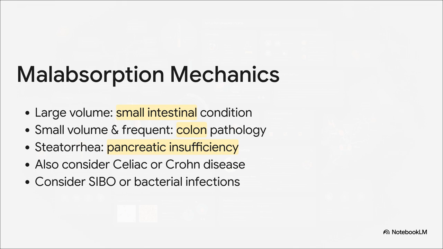The differential for this includes pancreatic insufficiency, bile salt problems, small bowel Crohn's disease, celiac disease, giardia, Whipple disease, or small intestinal bacterial overgrowth, also known as SIBO. SIBO is an overproliferation of colonic-type bacteria up in the small bowel and is often a complication of altered anatomy, like a prior gastric bypass.